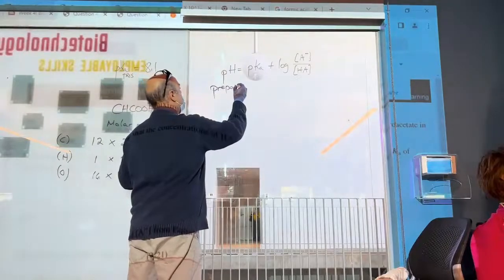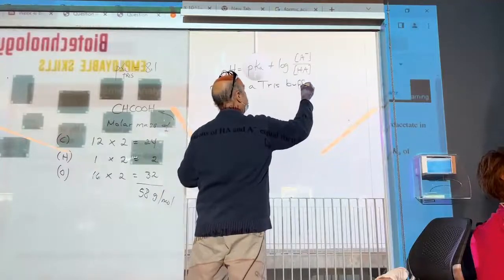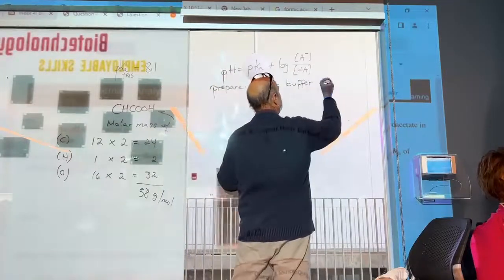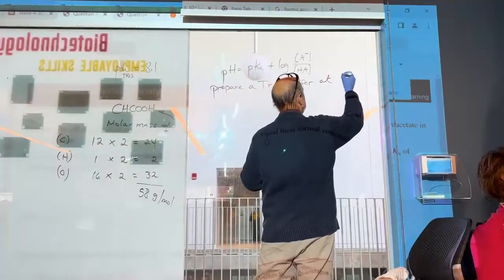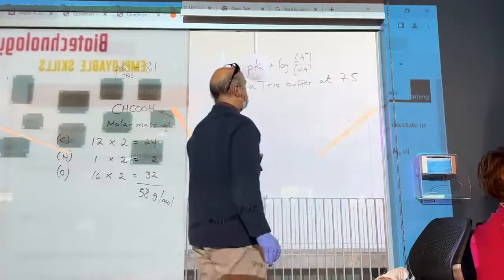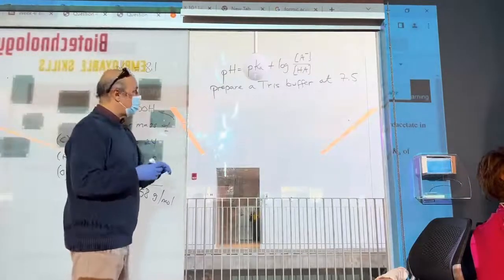So, prepare a tris buffer at 7.5. We'll talk about the concentration in a minute, but you already know that that's your target. So what information do we have? It looks like we have very little information, but in fact we have more than what we need. I mean, just what we need.